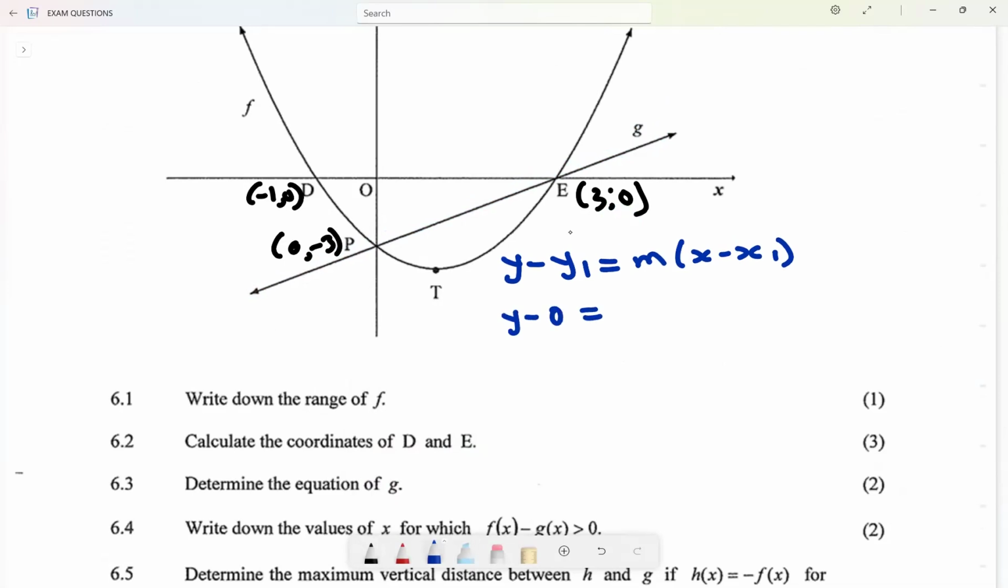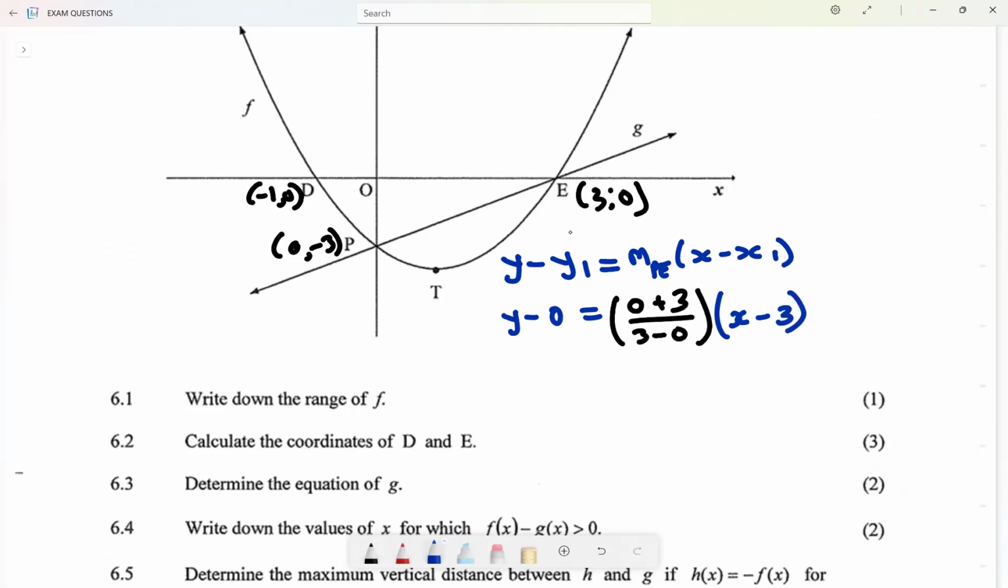The gradient from P to E is going to be 0 minus -3, which is 0 plus 3, divided by 3 minus 0. And then y minus, if I choose 0 here, it means I should choose x as 3.